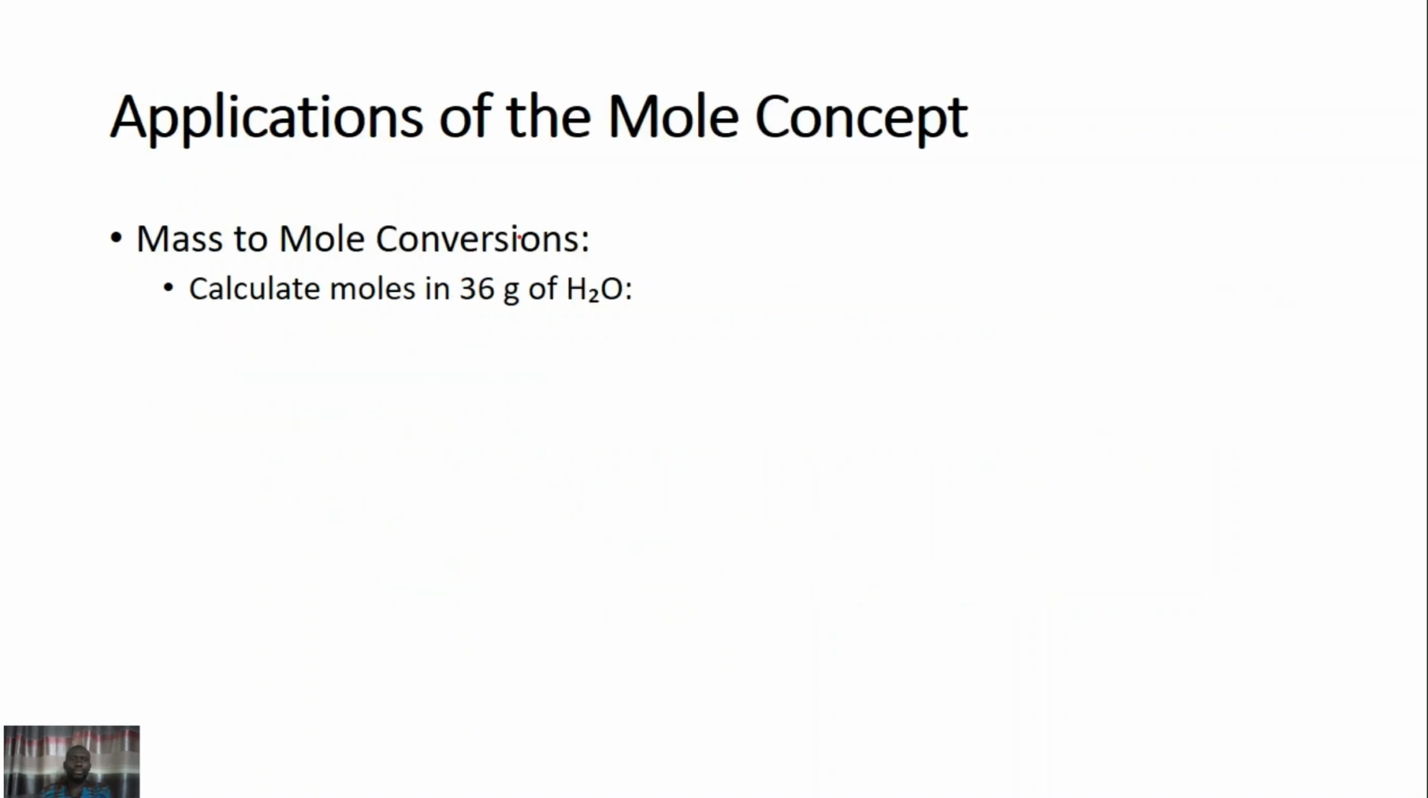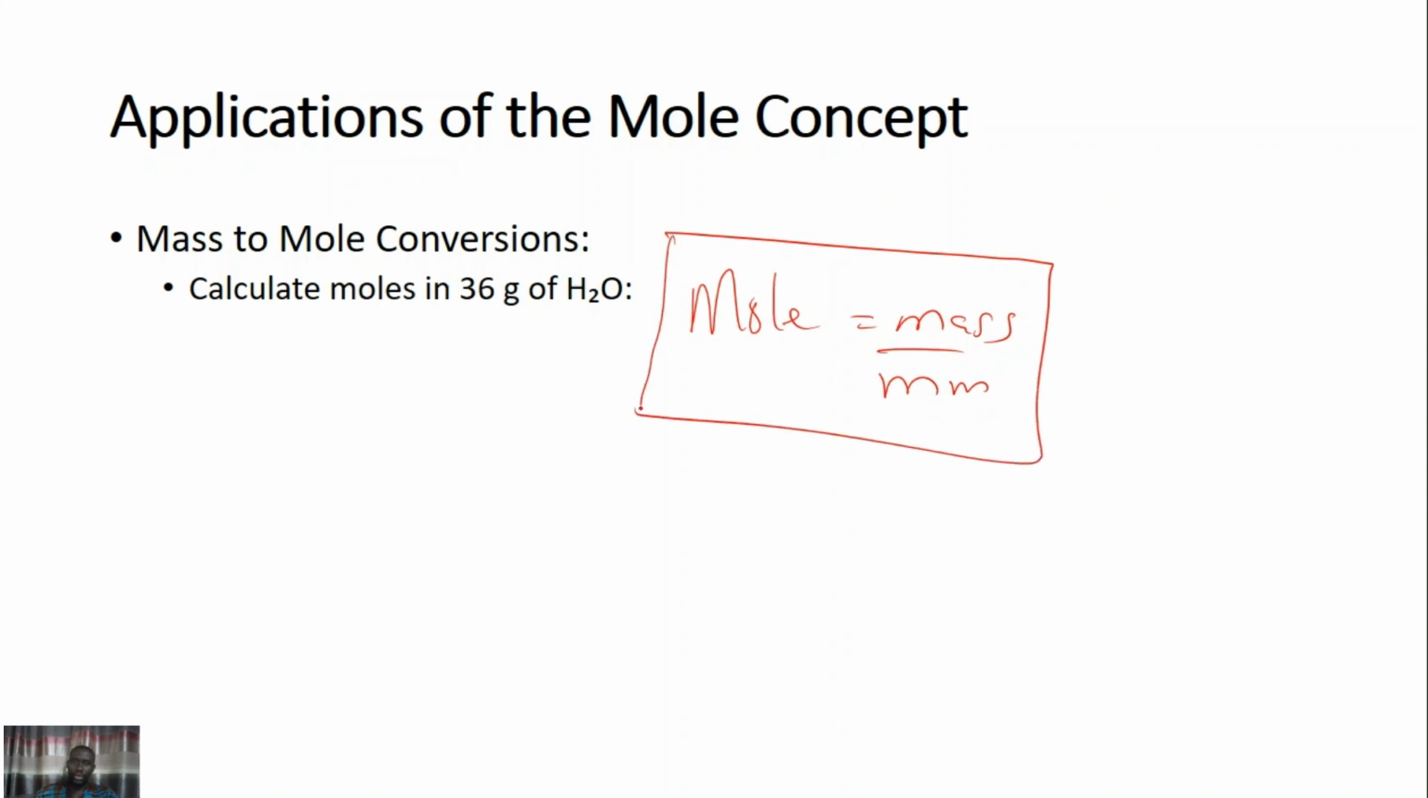Now, we'll be talking about the different applications in which we use mole in chemistry. One of them is when we want to convert mass to mole. You can be given the mass of a compound and be asked to calculate the mole. The formula to use is mole equals mass over molar mass. This formula is very, very important and you need to take note of it.